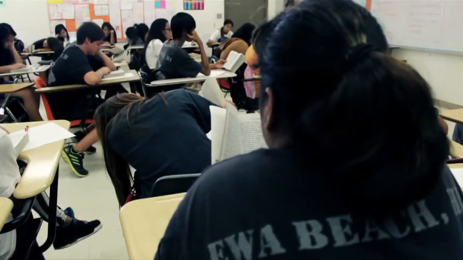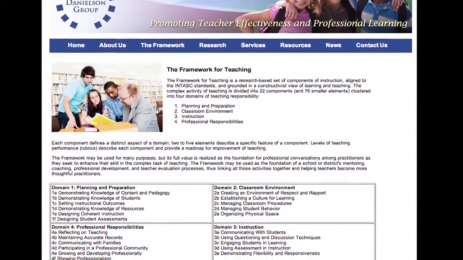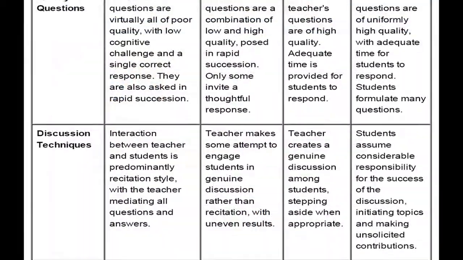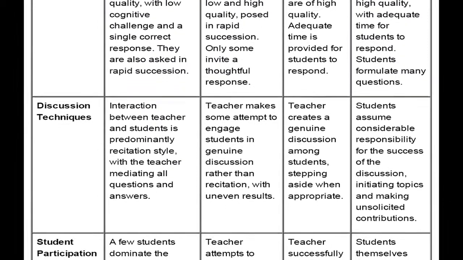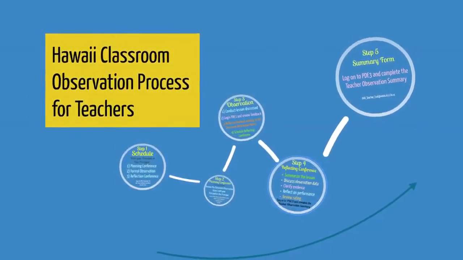In this video, we're going to go over the classroom observation process for classroom teachers. This observation protocol uses the Danielson framework, and it's part of the educator effectiveness system. It's meant to give feedback and promote your professional growth within your teaching practice. There are 5 steps to this process.